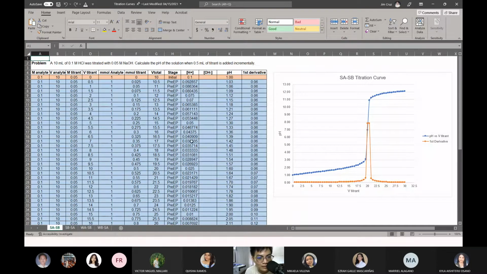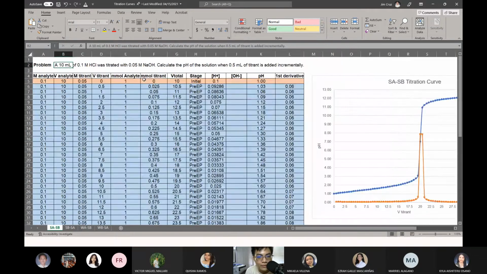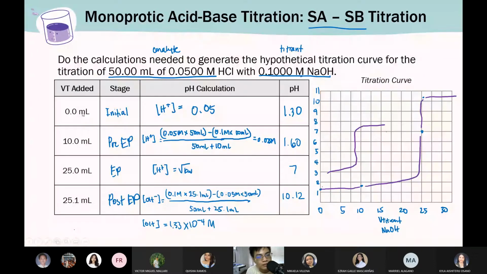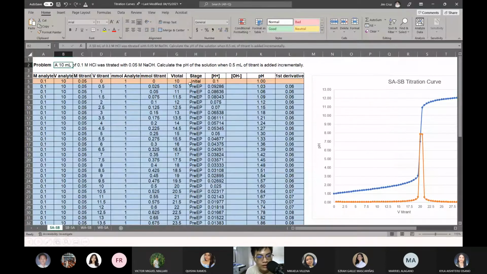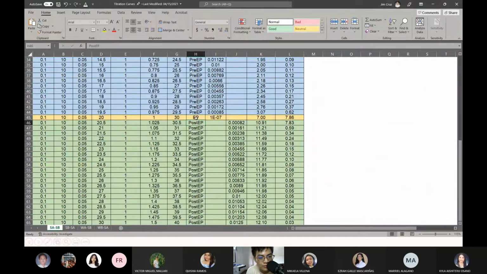Look at this na. Aming given. So, a 10 ml of 0.1 molar HCl was titrated with 0.05 molar sodium hydroxide. Calculate the pH of the solution when 0.5 ml of titrant is added incrementally. Okay? So, ano lang yan? Basically, yung mga equation na ginamit natin, yan din ginamit namin. Okay? So, initial, pre-equivalence, equivalence, and then post-equivalence.